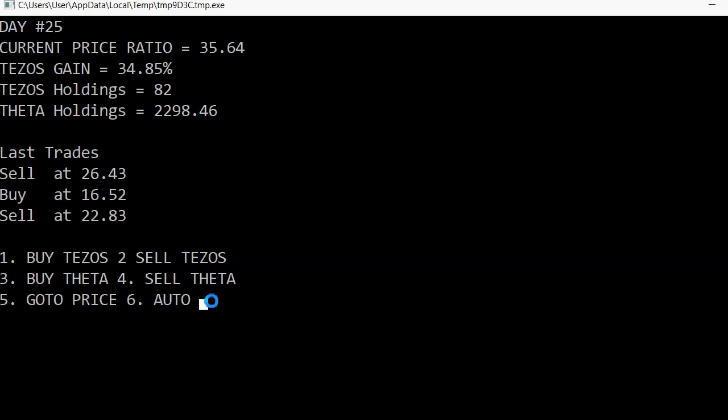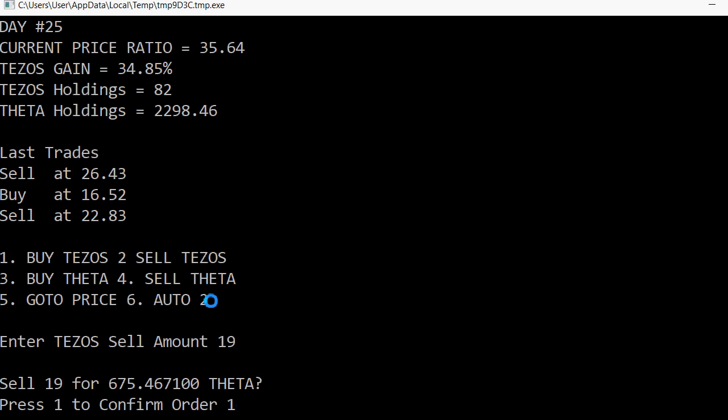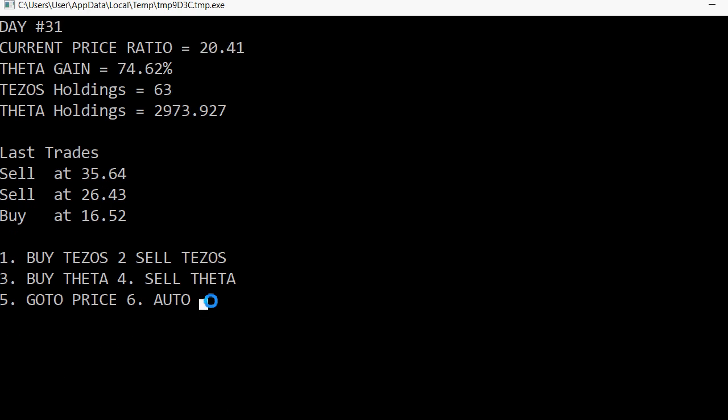And let's do it again. More gains for Tezos. So I'm going to keep on something less. I don't want to run out. So maybe go 18. That's like 20 something percent. Maybe we can go 19. And I'll get 675. And then Theta's got a spectacular gain on day number 31.